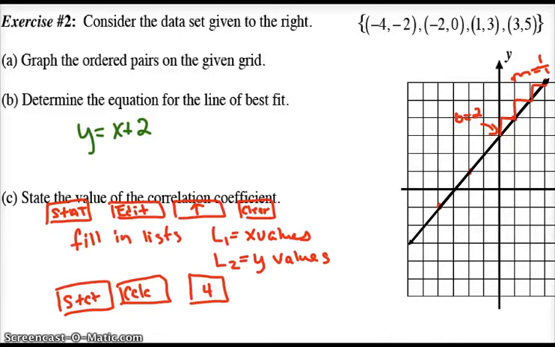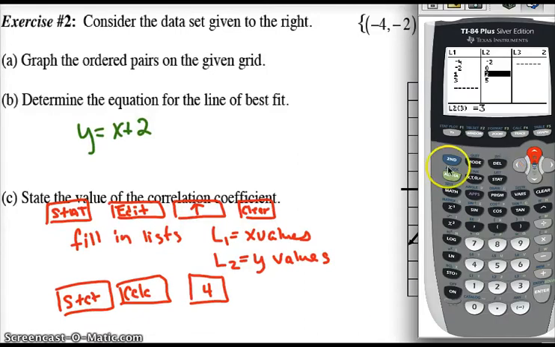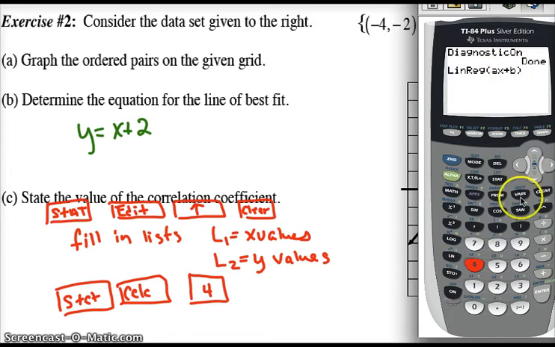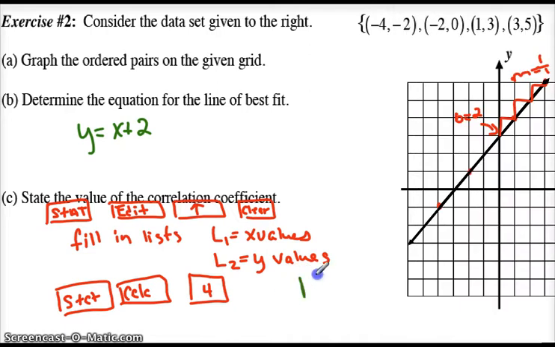Okay, so let's remind ourselves, what does that look like? So it's stat, calc, which is arrow over, and then you're going to hit 4, because 4 has that ax plus b. You're going to hit enter. In some calculators, you're going to have to enter a couple of times. Now look what happened here. We have an R2 equals 1 and an R equals 1. R is our correlation coefficient, so our R equals 1, and that's what they're looking for there.